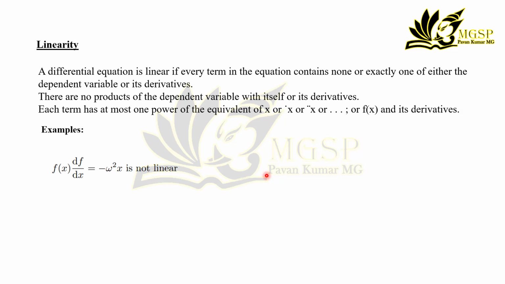For example, you can see here the power of this is 1, but here there is a square, so it is not linear. One more thing: f cube of x is also not linear. And here you can see it is linear. The f term contains 1. The power of f, that is the function, is 1. So this is linear.